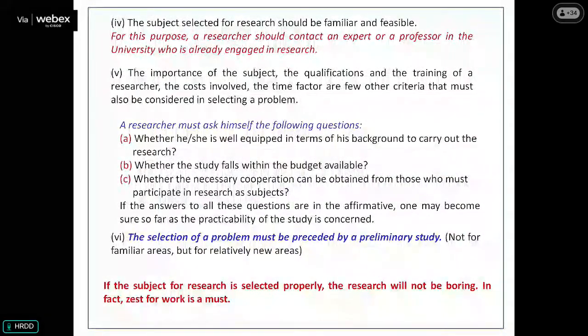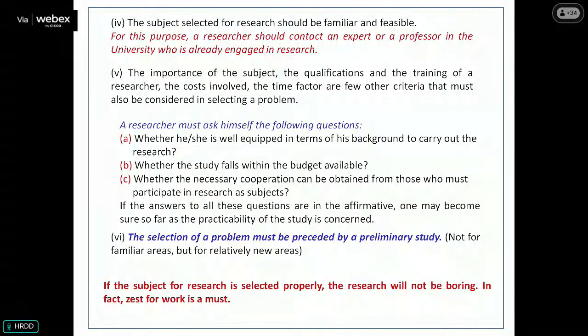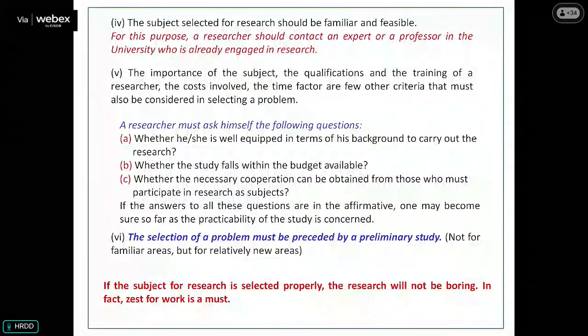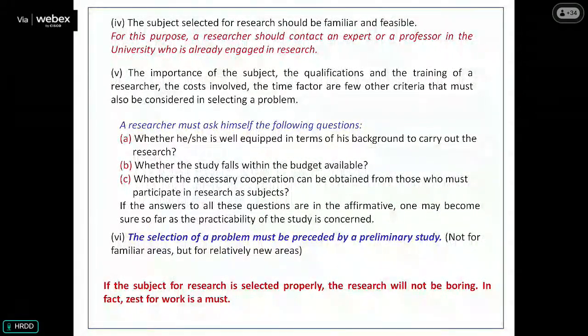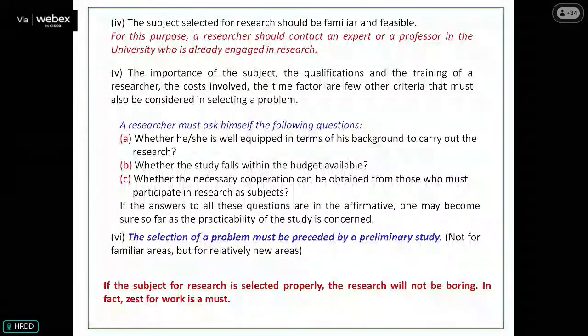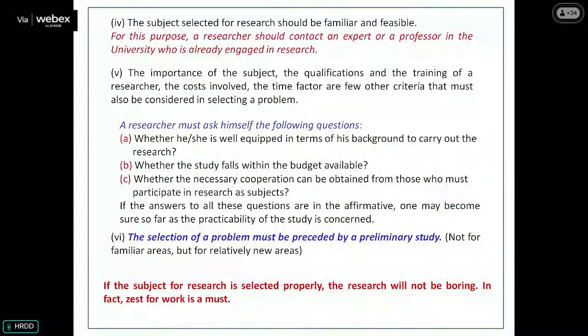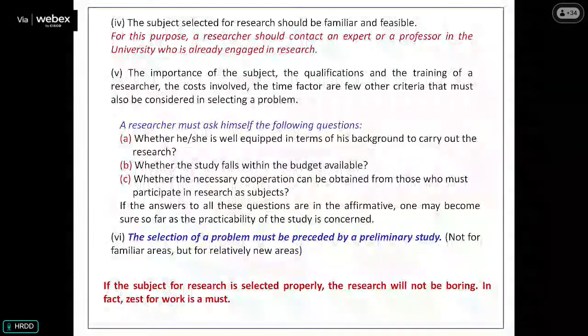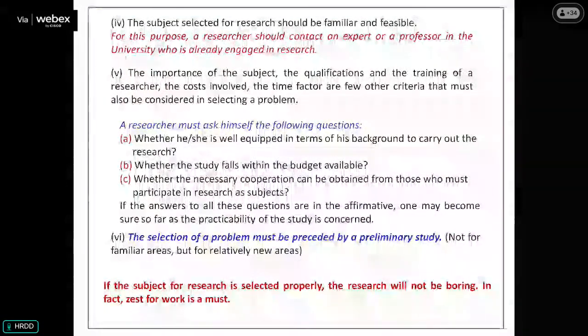The selection of a problem must be preceded by a preliminary study. Definitely, if you join some project which has not been done previously, you will face difficulties. Okay, that is for sure. Because the first time you are working, if there is no prior experience, there will be a problem. So to avoid that problem, preliminary studies regarding feasibility should always be there.